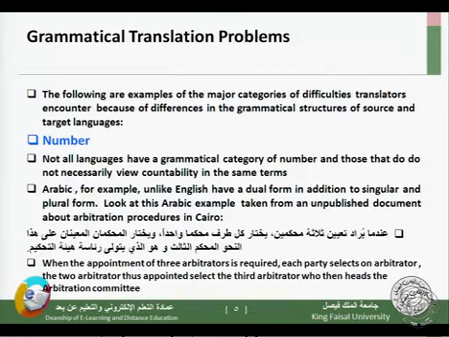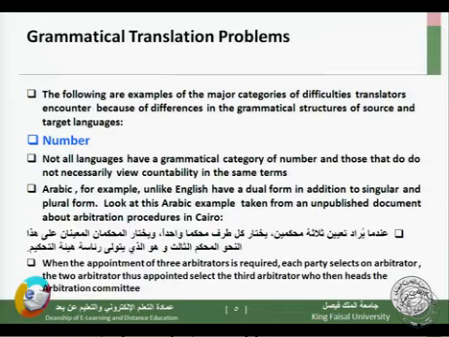Now, we have here duality in numbers. In English, if you are not really a very, very good translator, you might not be able to do it successfully. But I have translated this to you in an acceptable way.